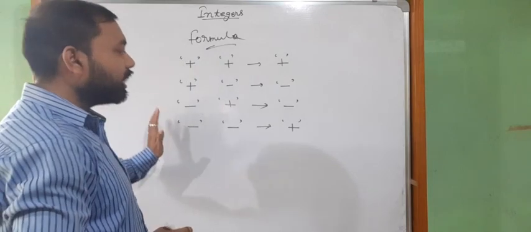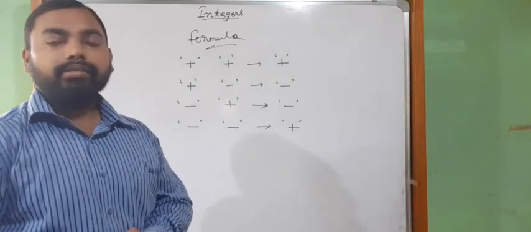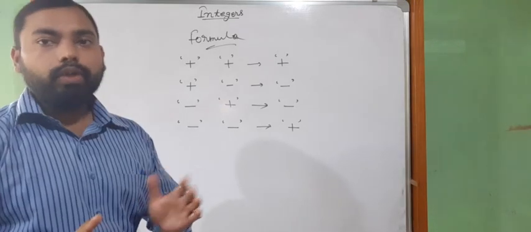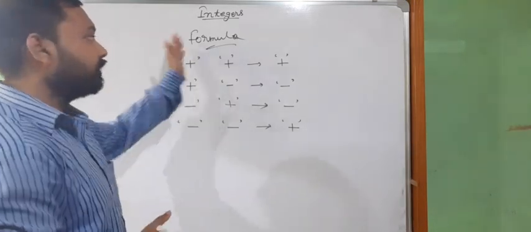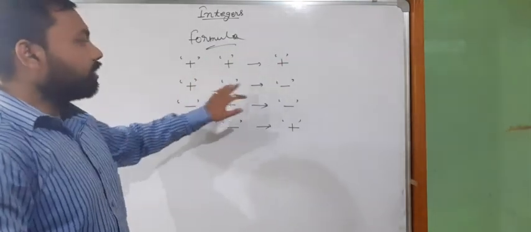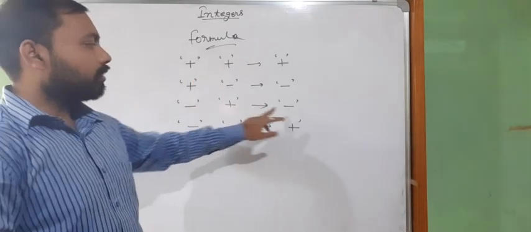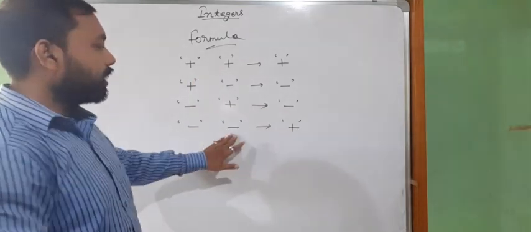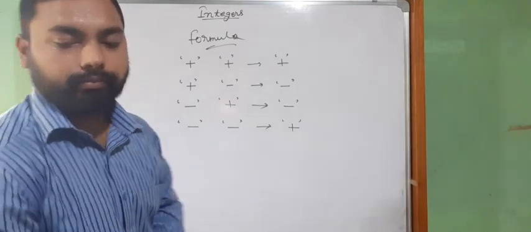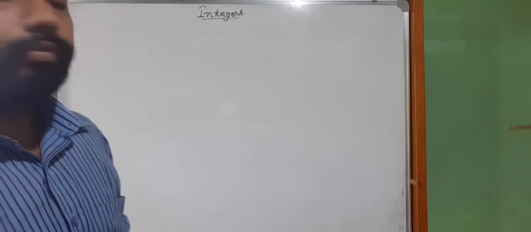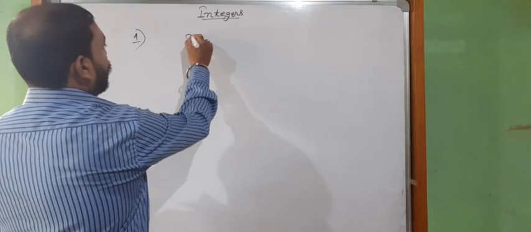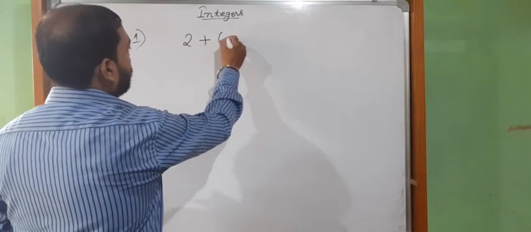With the help of this formula we can add any integers. I will show you now how to add two integers using this formula. That means plus plus, the result will be plus; plus minus, the result will be minus; minus plus, the result will be minus; and minus minus, the result will be plus. Let us take some examples. Suppose I take 2 plus minus 4.